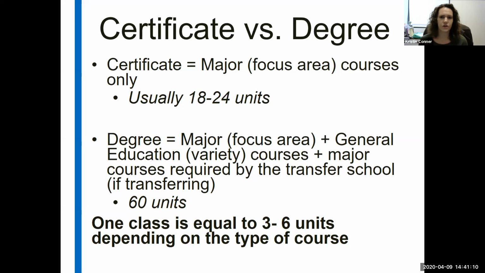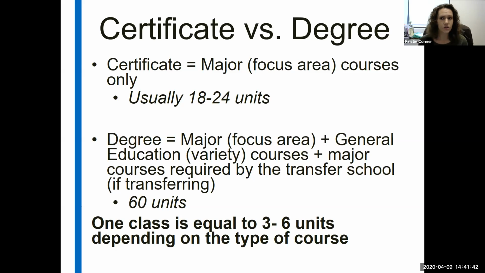An associate's degree, and especially if you're going on to transfer, will include your major courses, which are some of the same courses you might take if you were only doing a certificate, plus you need to do general education, which is a variety of different courses combined with your major courses that will allow you to then transfer to a university or college and get a bachelor's degree. This is usually around 60 units.